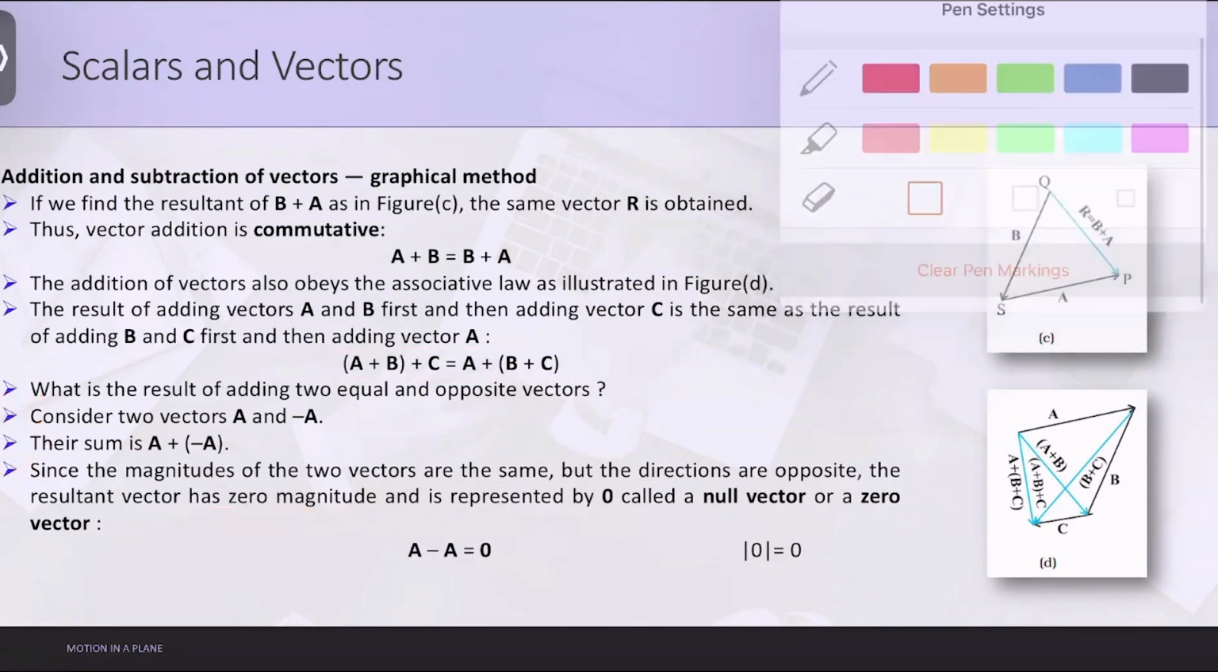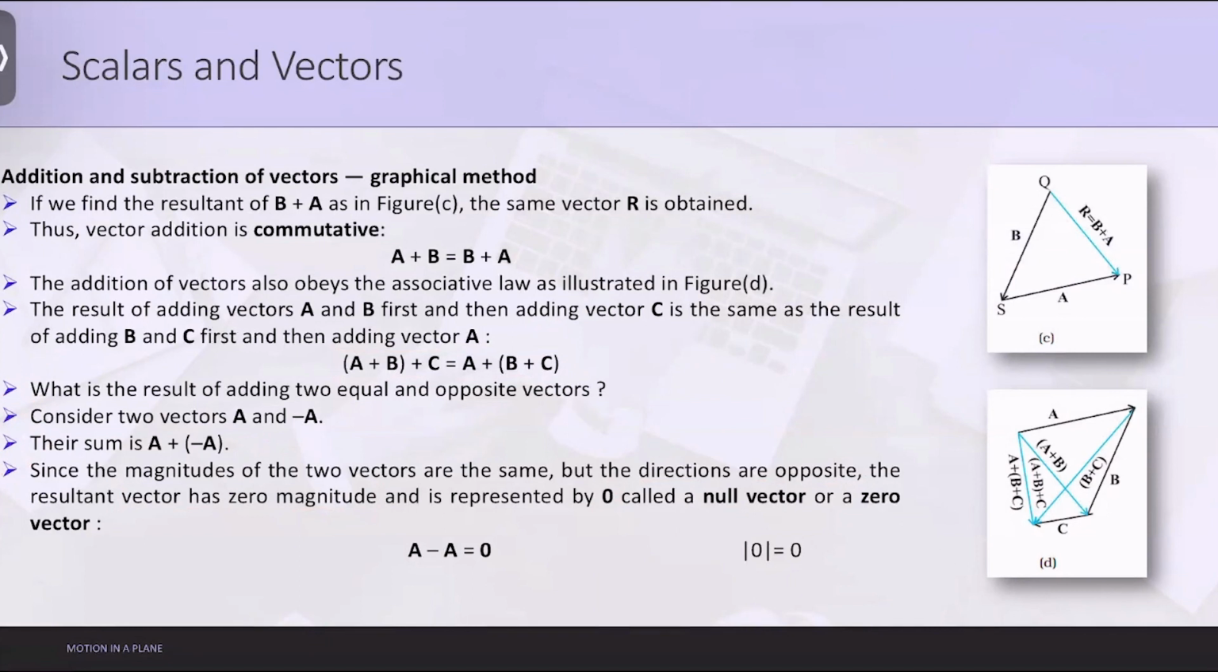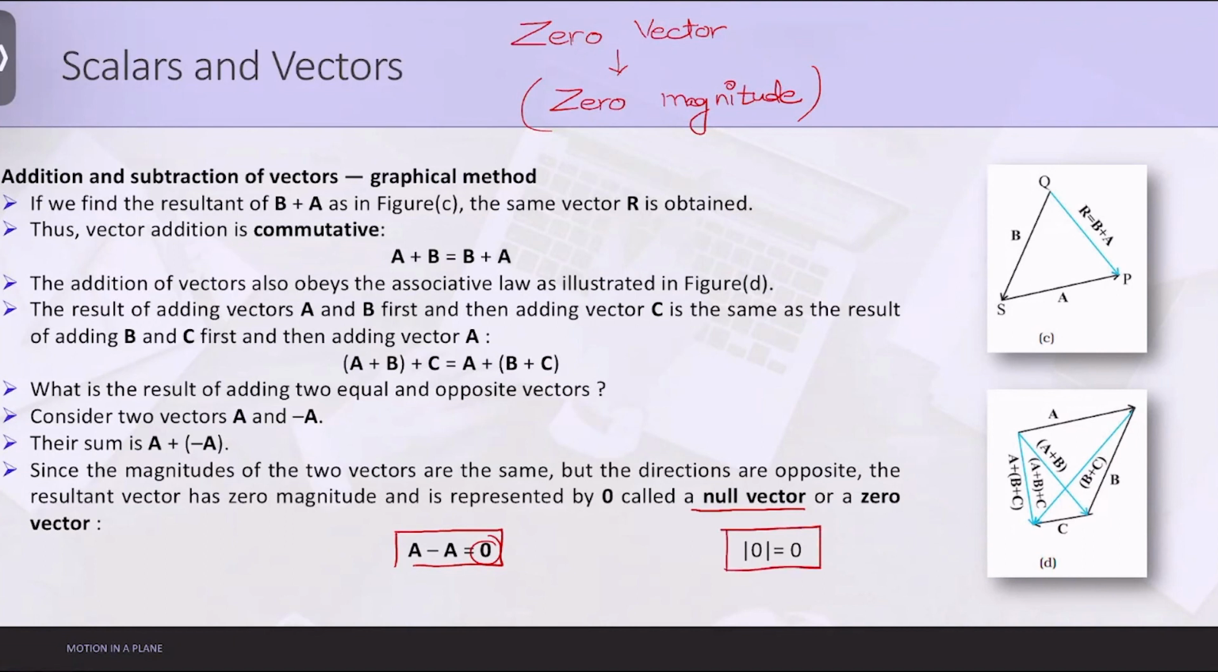So we introduce a new concept which is called a zero vector. Okay, so what is a zero vector? Let me write it here. A zero vector is a vector which has zero magnitude. So A minus A is 0 bar, or in bold 0, and the magnitude of this 0 is 0.